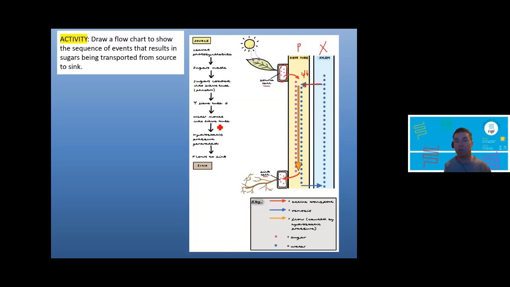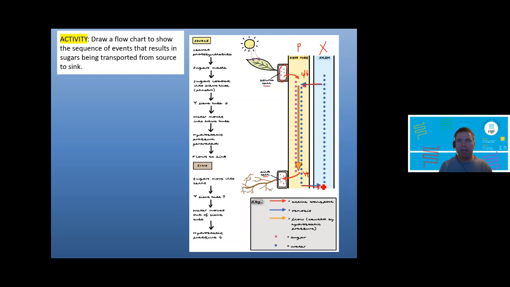It flows to the sink because of what is happening in the sink cell. The opposite is taking place in the sink cell. In the sink cell, sugars are being actively transported into that cell. As a result, that increases the water potential inside the phloem. Because sugars are being taken out, it's going to be less concentrated, so it's going to increase the water potential inside the phloem. As a result, water is going to move out into the xylem. So water moves out of the sieve tube into the xylem.